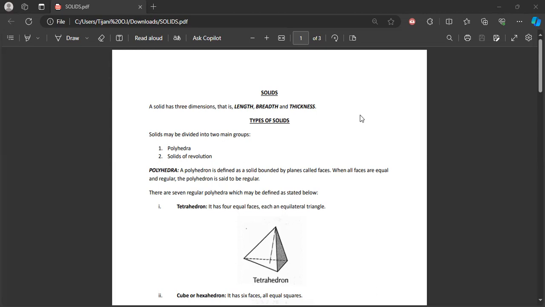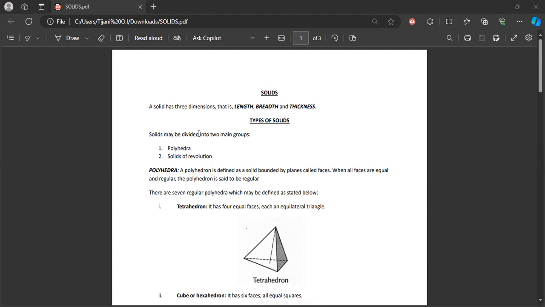And right now, we want to talk about solids, as you can see on the screen. And we know that a solid has three dimensions. That is the length, the breadth, and the thickness, or the length, the breadth, and the height. So whether it is thickness or the height that is mentioned, all we know is that a solid has three dimensions: the length, the breadth, and the thickness or the height. So then let's look at the types of solids.